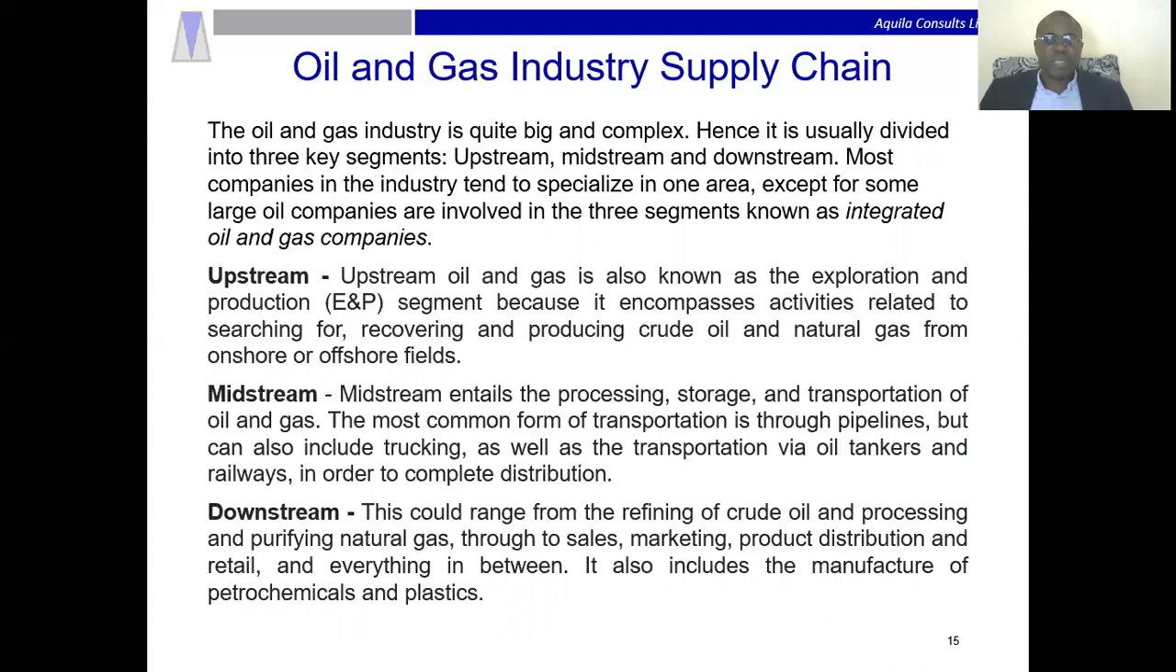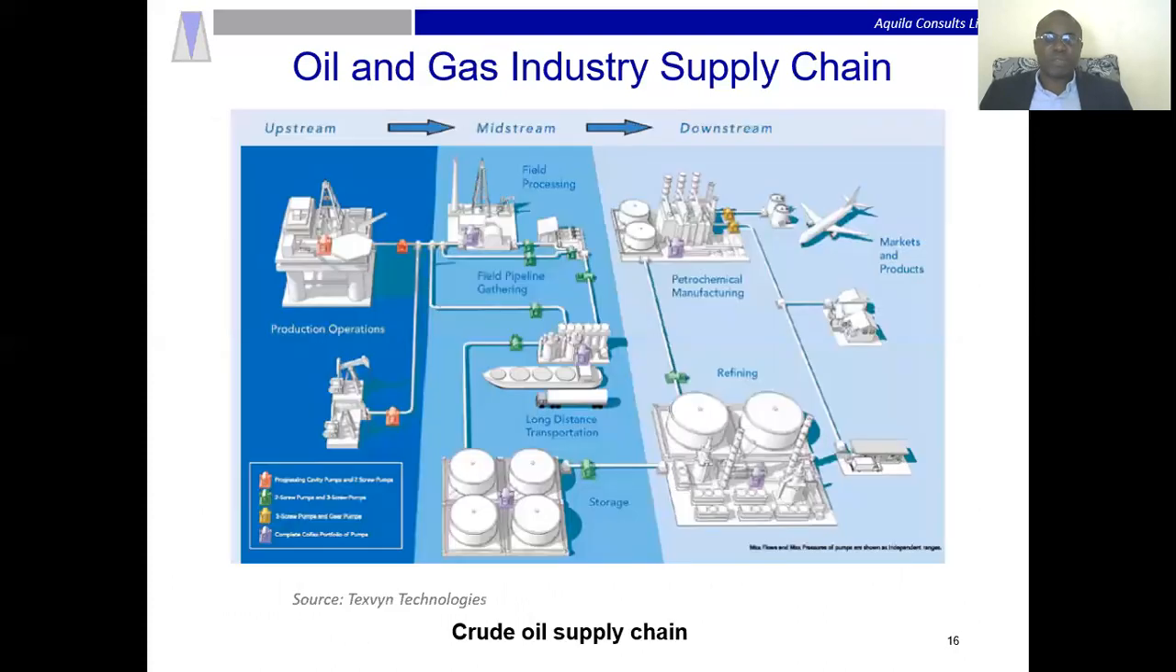Downstream will be everything else, which range from refining of the crude oil, purifying of the natural gas, through to sales, marketing, product distribution, retail, and everything in between. And also your purchase of the sales outlet where you can buy these resources: petroleum, gasoline, kerosene, jet fuel, others. So those are all part of the downstream.